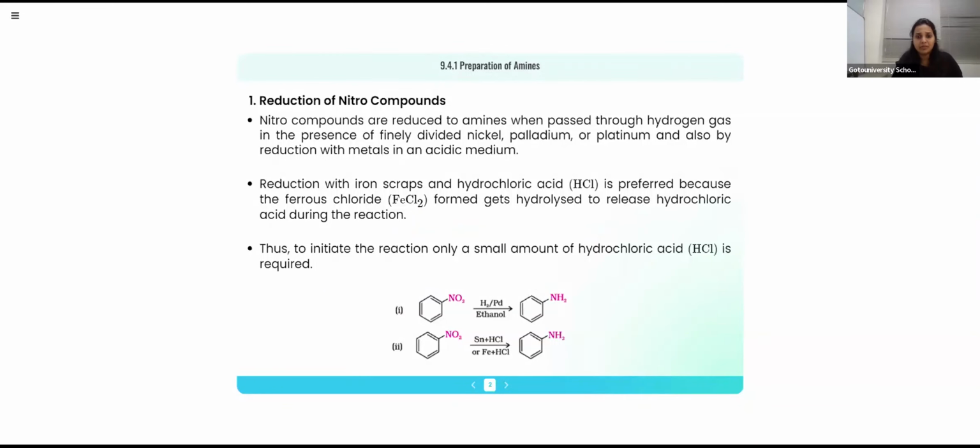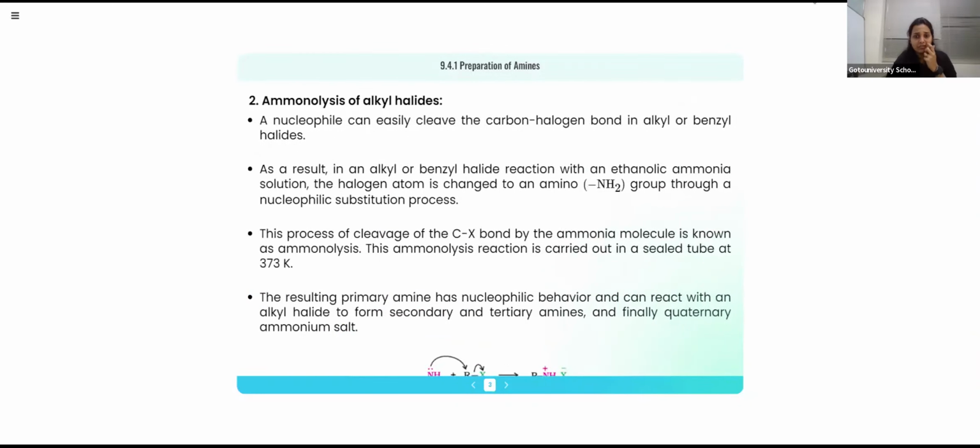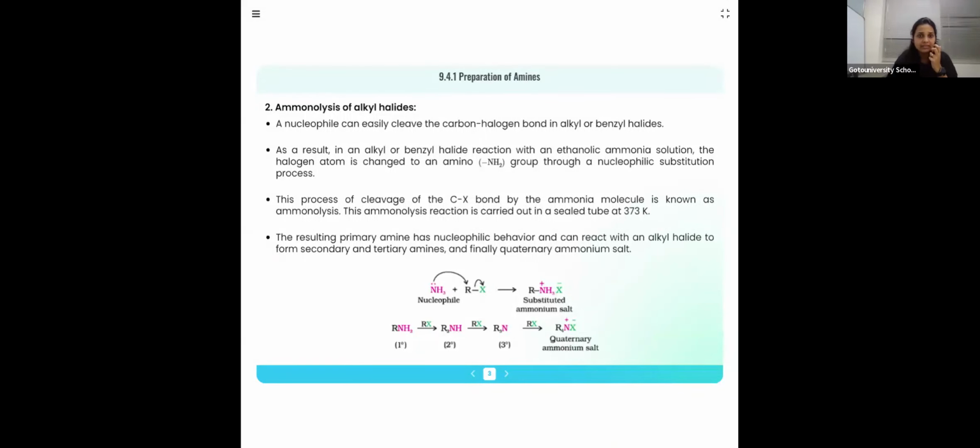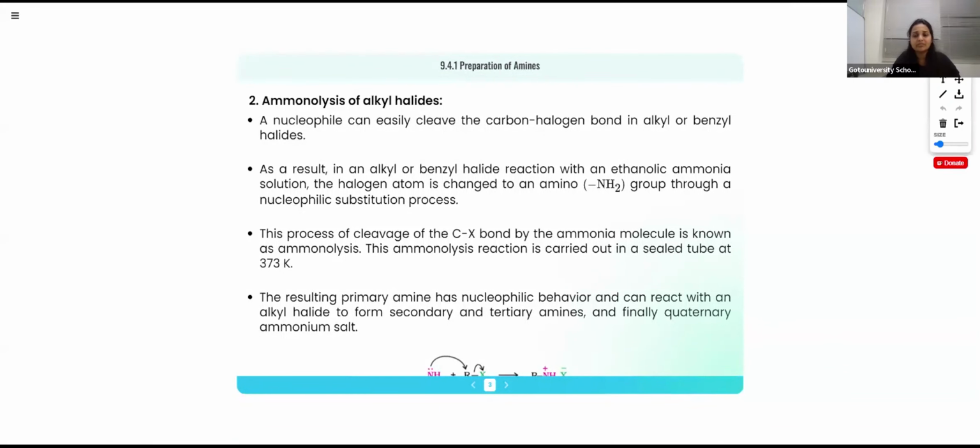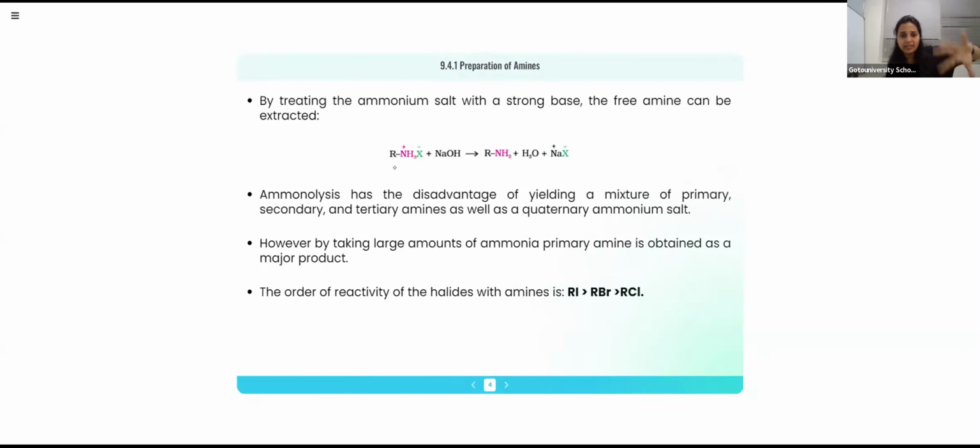Then the next method of preparation we discussed is ammonolysis of alkyl halide. What is ammonolysis of alkyl halide? Ammonolysis means we are breaking a compound with ammonia. A nucleophile can easily cleave the carbon halogen bond in alkyl or benzyl halide. So I told you, we have to break the compound with ammonia. I explained the mechanism also, right? Yes. See what is happening. The nitrogen lone pair will attack the alkyl group. Then this compound will be formed. On reaction with the base, they will produce the corresponding compound.